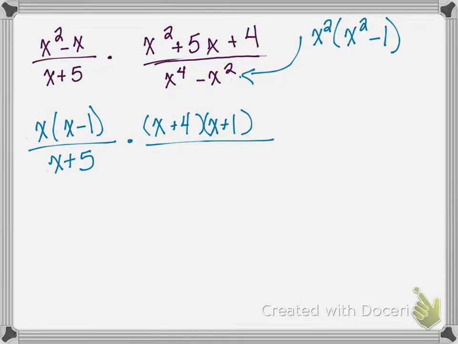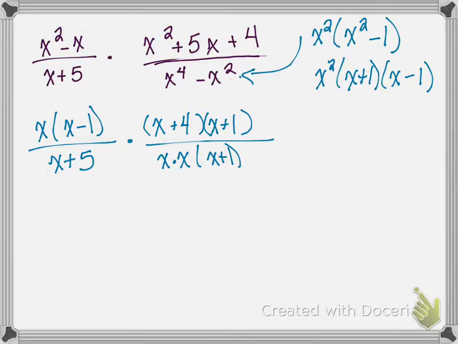Okay, x squared, and I'm going to write that down as x times x. What's x squared minus 1? That factors further. What is it? X squared minus 1 is x plus 1, x minus 1. That's a difference of perfect squares. So I have x plus 1 and x minus 1.